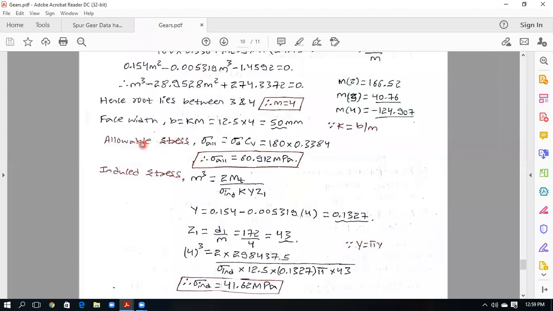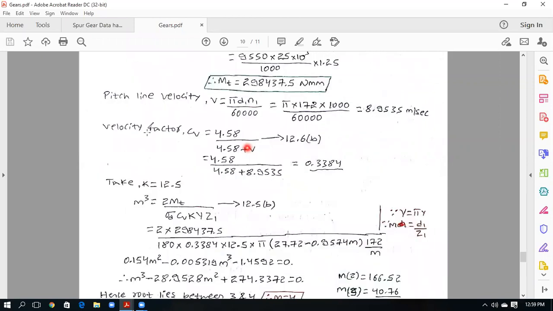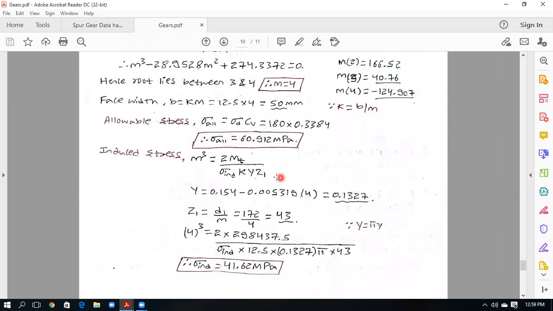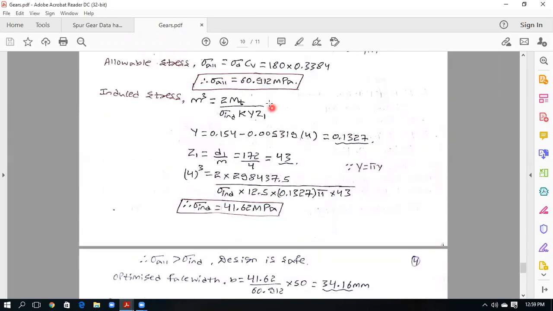Allowable stress is nothing but the multiplication of sigma d into Cv. Sigma d of the pinion is given. Cv you have calculated, that is equation 12.6, from which you find the velocity factor, Cv. Substitute the values, and the allowable stress comes out as 60.912 megapascal.